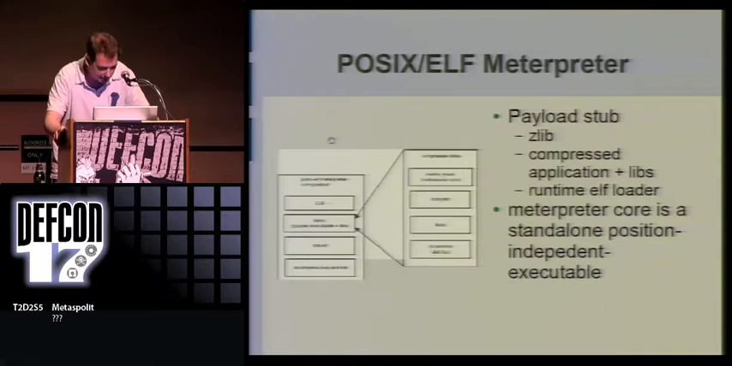So anyway, this is just a diagram that's kind of hard to read that shows you what the stub looks like. The POSIX ELF interpreter is just zlib. The blobs, shown on the right, are the meterpreter core, libcrypto, libssl, and libcommon, which is just a diet libc. I mean, you don't need all of the 1.2 megabytes of a glibc. Then the ELF runtime loader, and then just a simple decompress, load, and link. The meterpreter core is just a standalone position-independent executable, so I can actually test it on the command line independently of this process.